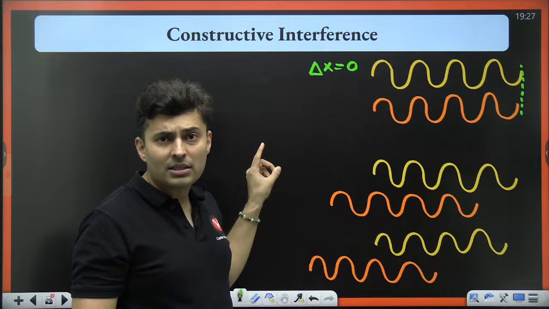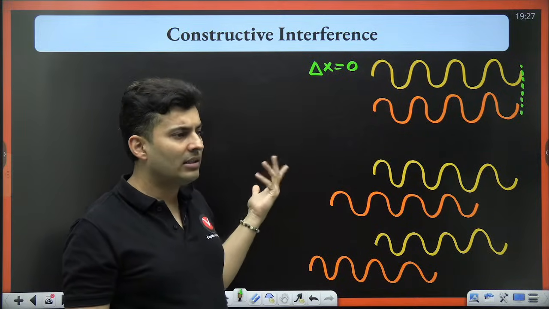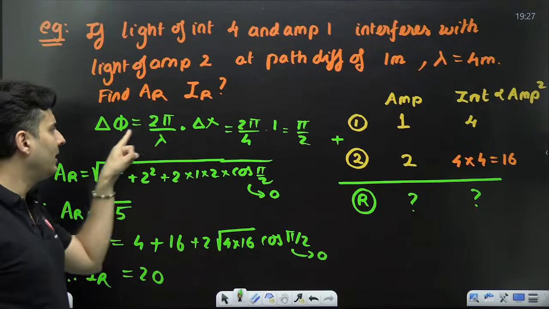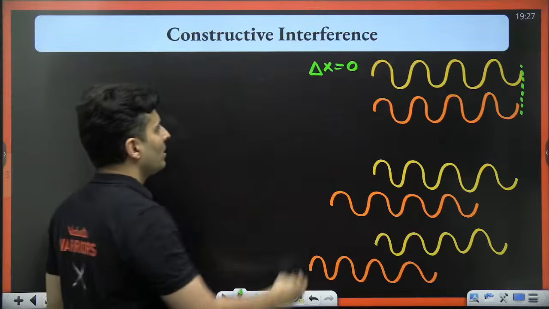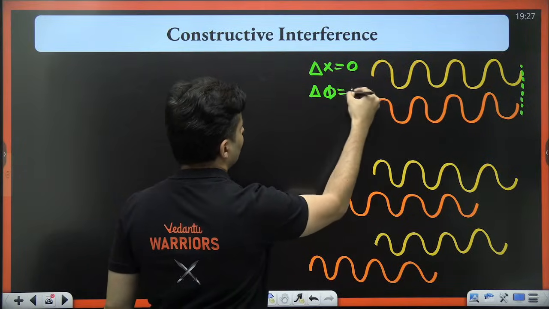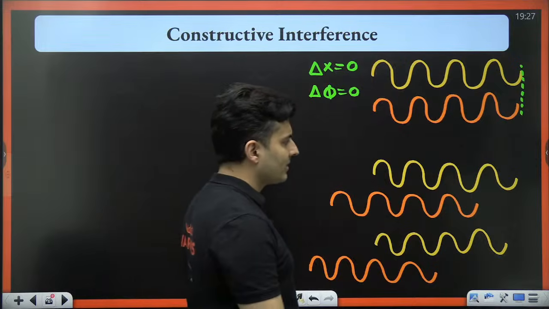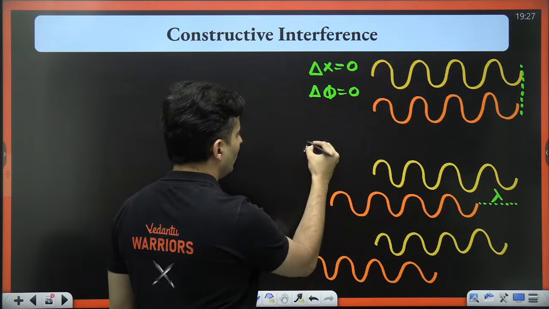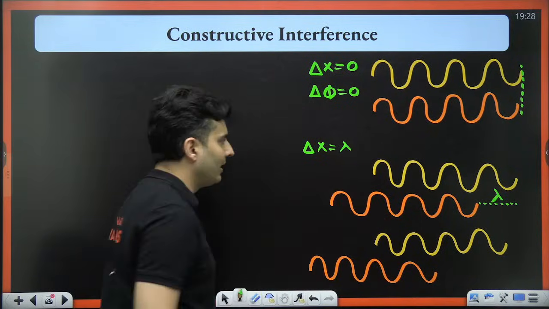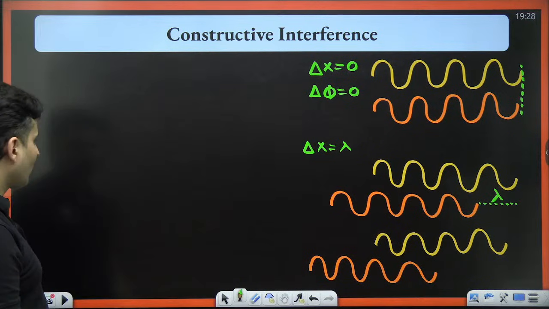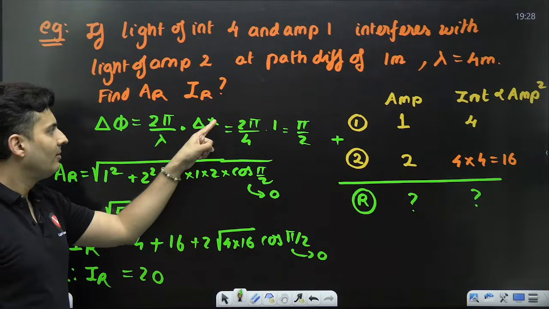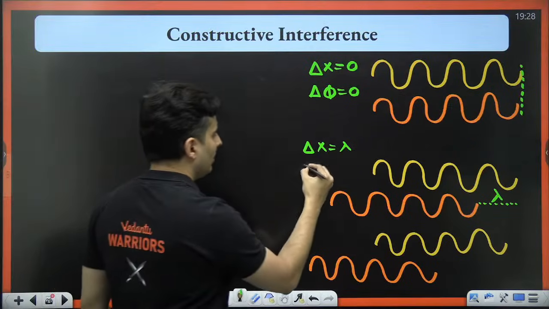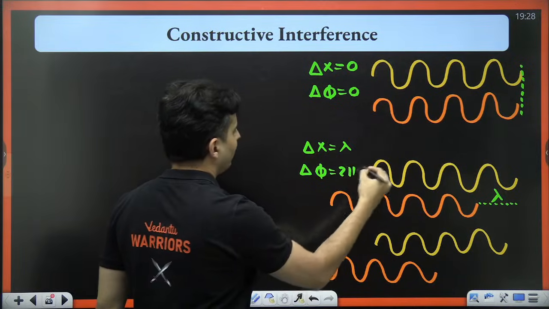What will be the phase difference? Delta x is 0. Delta x into anything is also 0. So even if I use this formula, 2 pi by lambda delta x, delta x is 0, so delta phi is also 0. Observe here, what is delta x? You will see this is exactly one wavelength. So delta x is one wavelength, lambda cancels, and you will get delta phi, the phase difference, as 2 pi.